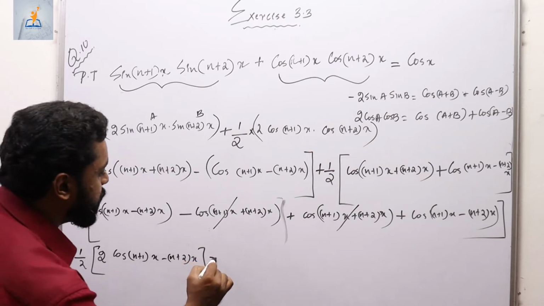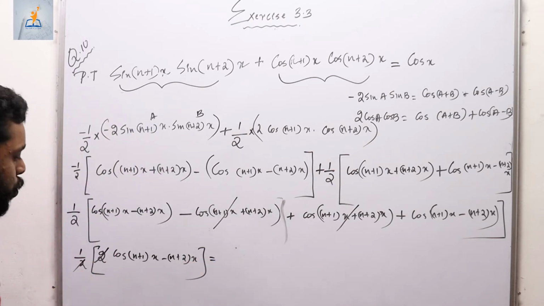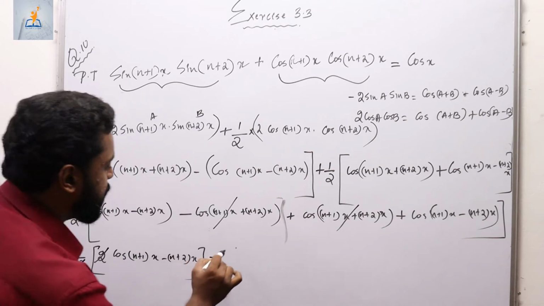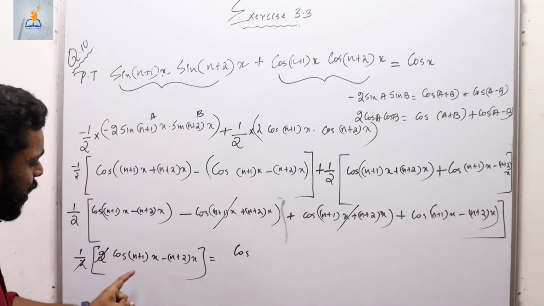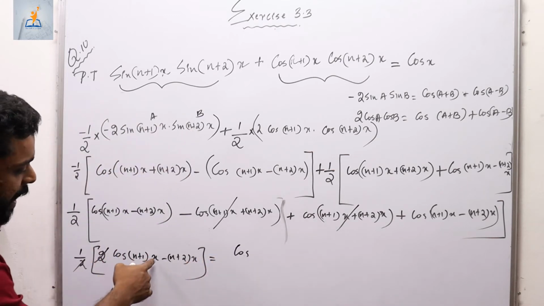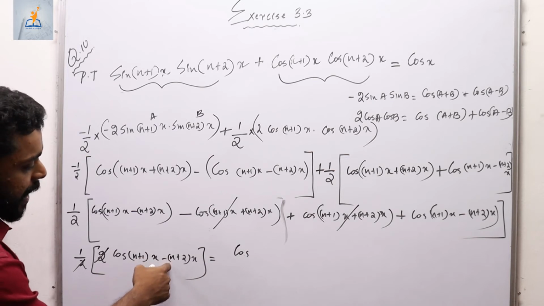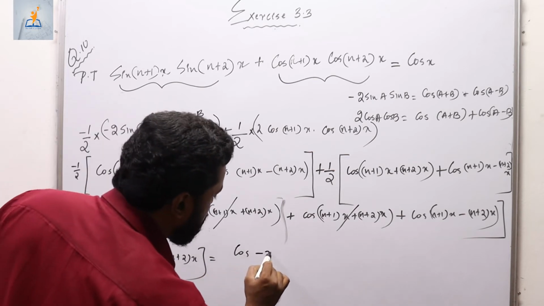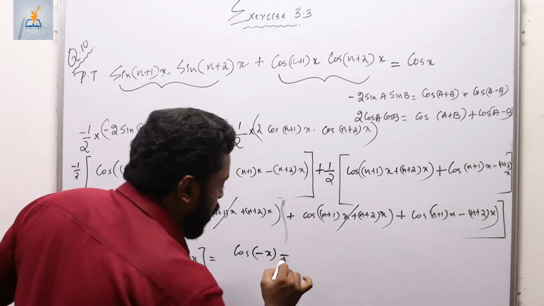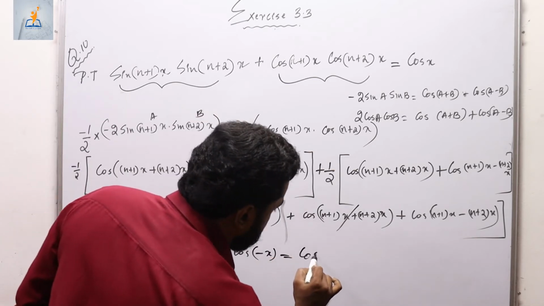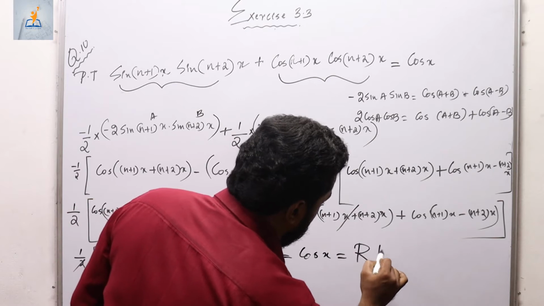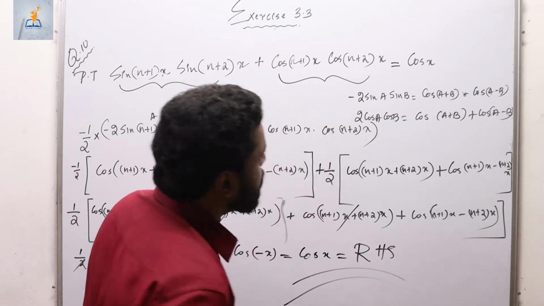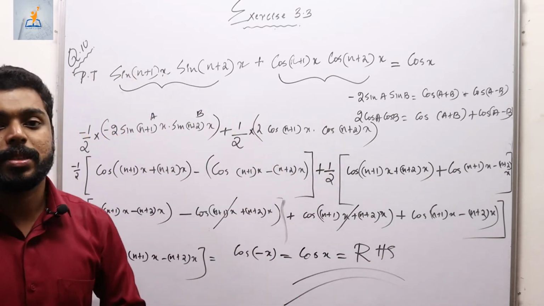And again you can see that the 2 and 1 by 2 cancel. We can simplify the angle in itself. Cos((n+1)x - (n+2)x) becomes nx plus x minus nx minus 2x. So it will become cos(-x), isn't it? And we know that cos(-x) is nothing but cos x, and it is equal to the RHS. Hence we get LHS equal to RHS. Hence the theorem is proved.